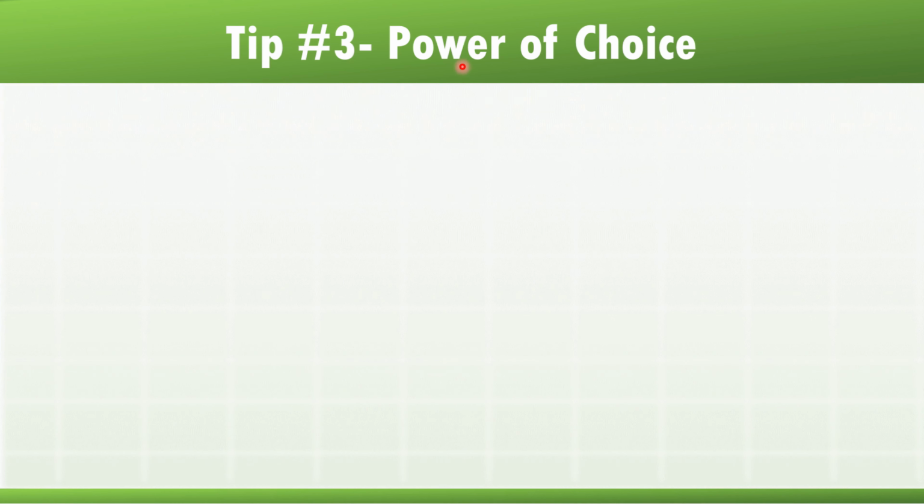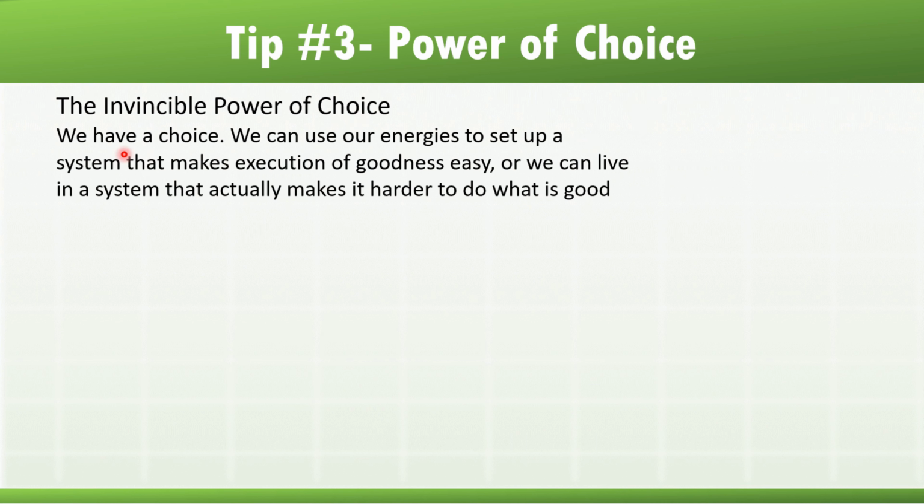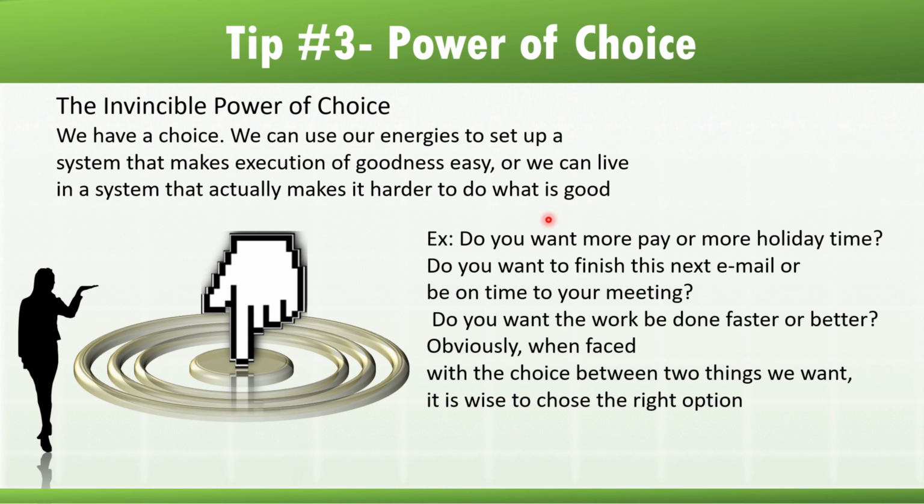Tip number 3 the author suggests is the power of choice. The invisible power of choice. Here, we have a choice. We can use our energies to set up a system that makes execution of goodness easy, or we can have a system that actually makes it harder to do what is good. Here, the author gives an example. Do you want more pay or more holiday time? Do you want to finish this next email or be on time to your meeting? Or do you want the work to be done faster or better? Obviously, when faced with the choice between two things we want, it is wise to choose the right option.